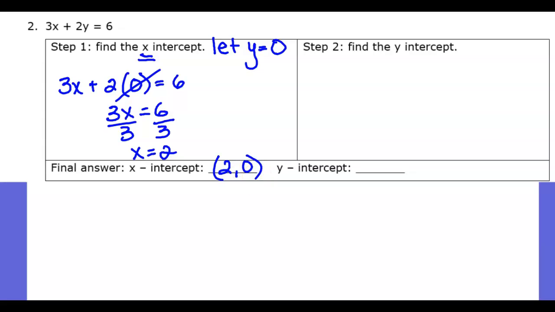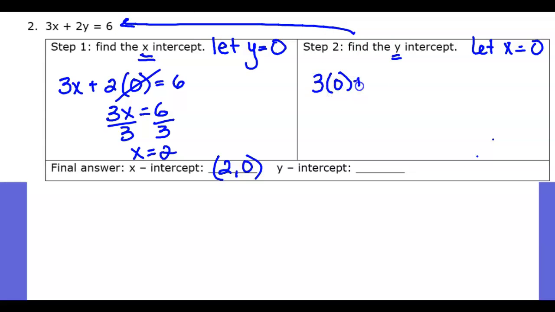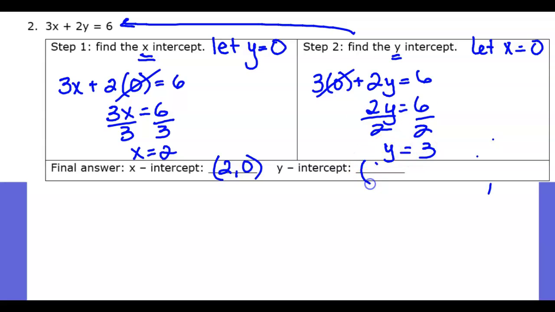To find the y-intercept, I let my x be 0, and I plug it in again to the original equation up here. So it's 3 times 0 plus 2y equals 6. 3 times 0 is just 0, so 2y is going to be equal to 6. We divide by 2, and our y is 3. That means our x is 0, our y is 3. There's our ordered pairs.